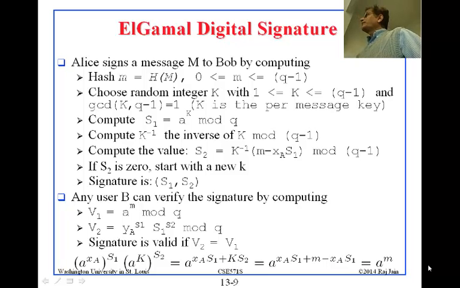Basically, you have a per-message key, you get the message kind of public key, and then you calculate this S2 based upon the hash and your own private key, and then you send S1 and S2 out. Everybody can see S1 and S2. Everybody can verify that this signature is valid. Okay?